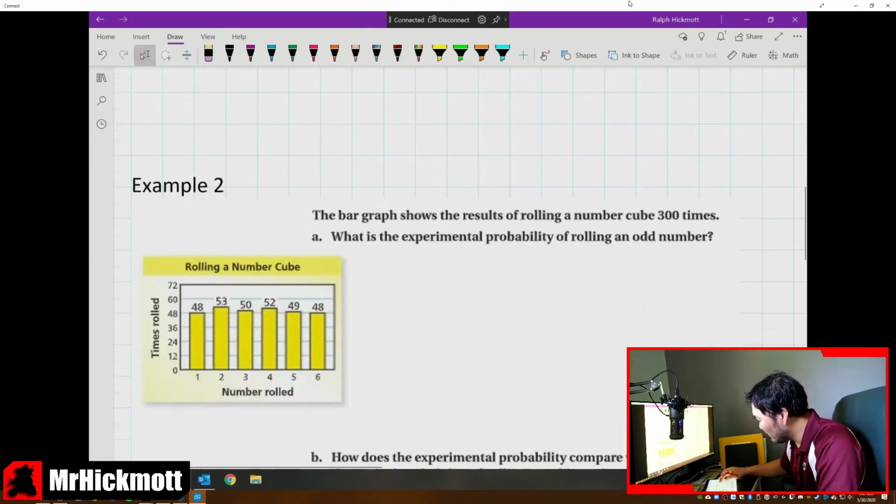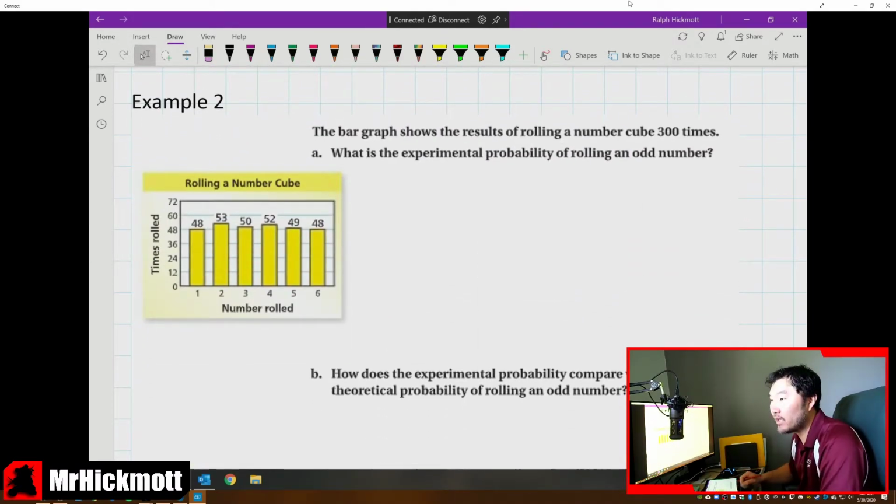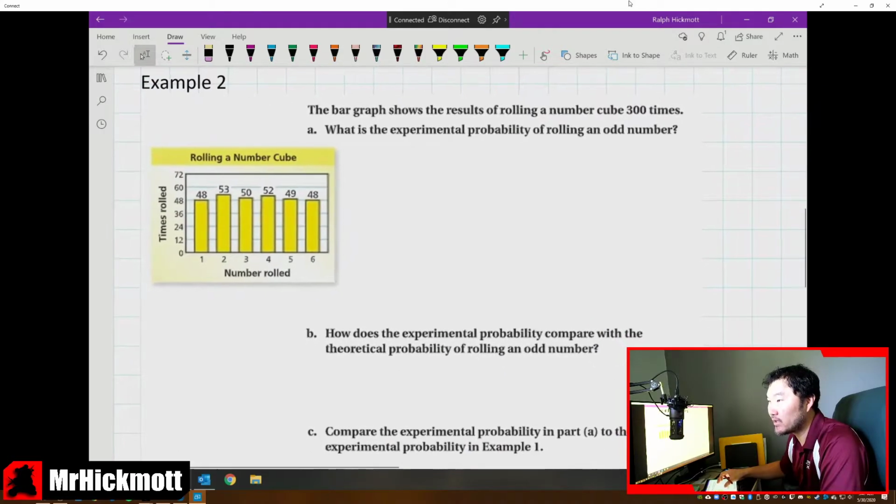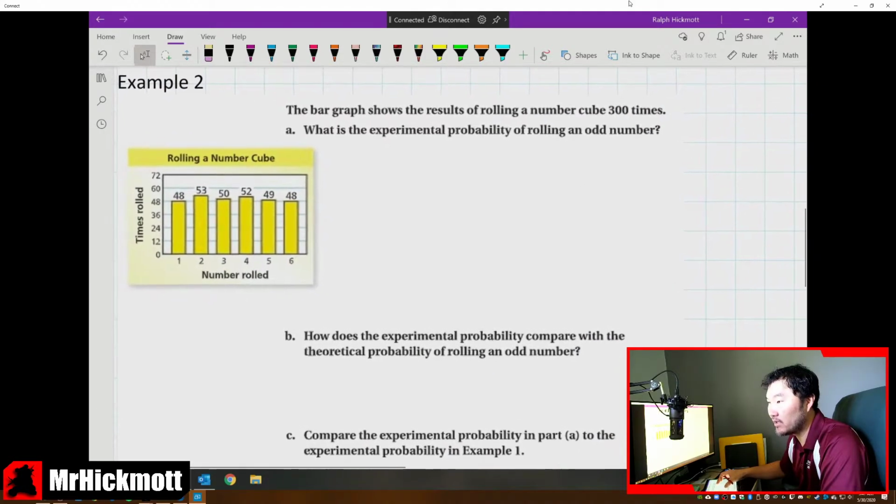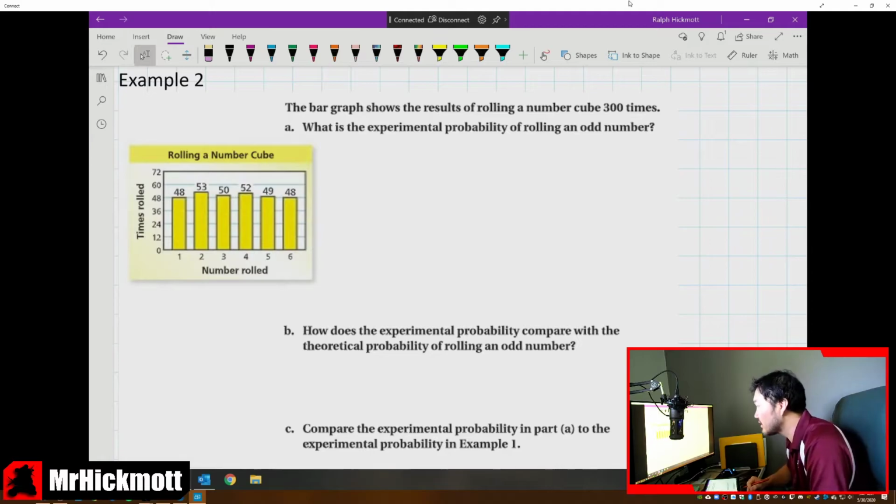All right, let's roll to example 2. Okay, so example 2, we're going to take a little bit more robust system. This is one of those classic ABC multiple part questions, and this definitely looks like an experiment. We're going to roll a number cube, and based on the times that it was rolled, it's giving us some data on what numbers came up, 1 through 6.